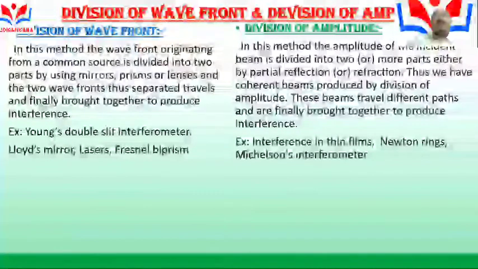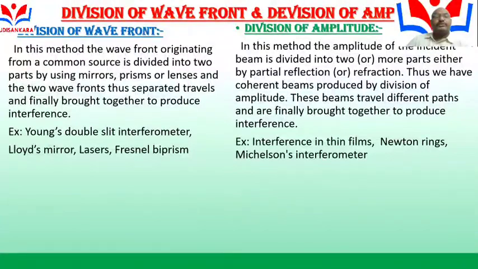Now, the difference between division of wavefront and division of amplitude. The best examples of division of wavefront are Young's double-slit experiment, Lloyd's mirror, and Fresnel biprism. Division of amplitude examples are thin film by reflection and Newton's rings. In division of wavefront, the wavefront originating from a common source is divided into two parts by using mirrors, prisms, or lenses, and the two wavefronts travel separately and are finally brought together to produce interference.